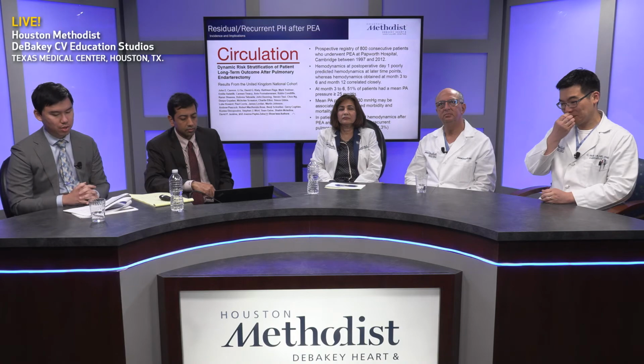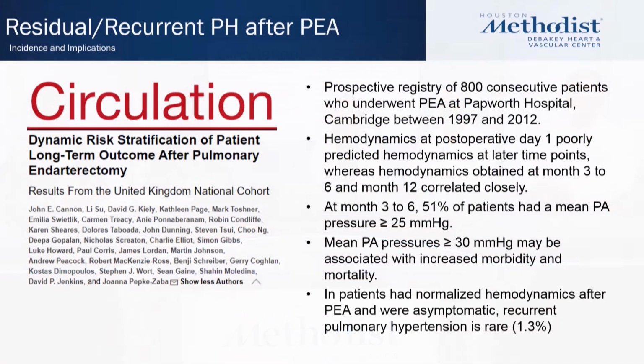So there's a group in the United Kingdom that looked at 800 consecutive patients who underwent pulmonary endarterectomy between 1997 and 2012, and what they found is that there's not an insignificant proportion of people who still have some degree of residual disease even after surgery. In fact, 51% of people had a mean PA pressure greater than 25 on right heart catheterization at 3 to 6 months, and from that time point on, the hemodynamics tend to correlate going forward.